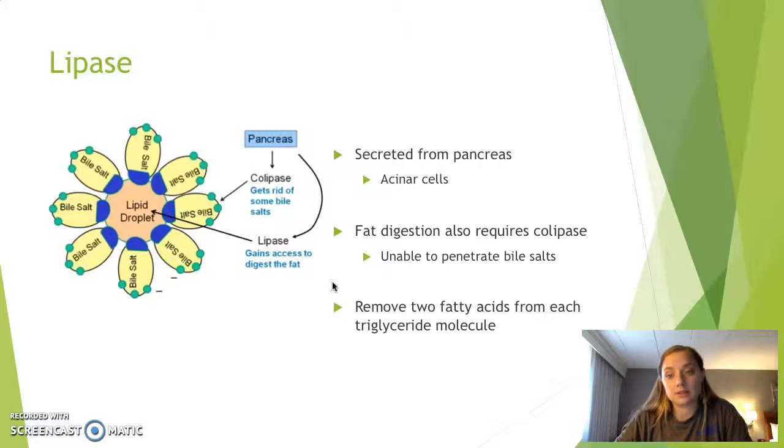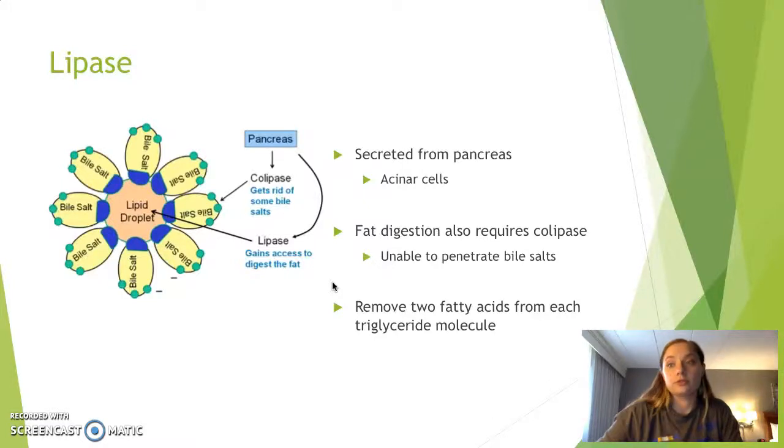So lipase, as an enzyme, removes 2 fatty acids from each of the triglyceride molecules. So that results in 1 monoglyceride and 2 free fatty acids. The unfortunate thing is that lipase is unable to penetrate the bile salts itself. So fat digestion also requires the enzyme colipase, and colipase is a protein cofactor that is also secreted by the pancreas, as we just mentioned. Colipase displaces some of the bile salt so that lipase can have access to the fat or the lipid inside the bile salt coating. So lipase and colipase digest the triglycerides, and again, that results in 1 monoglyceride and 2 free fatty acids.